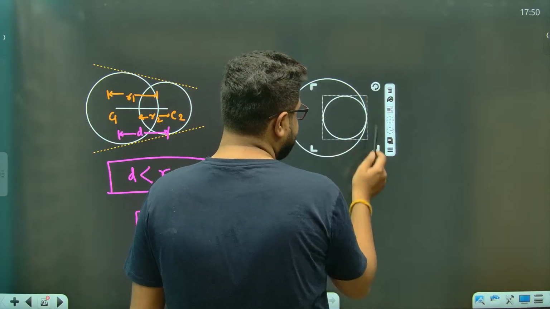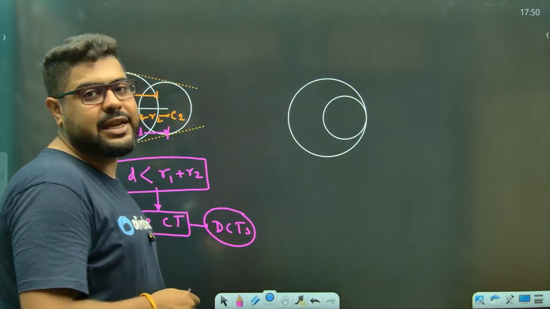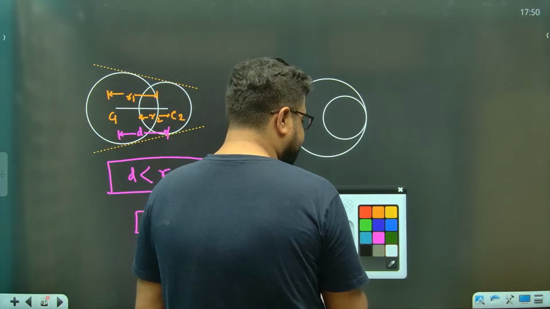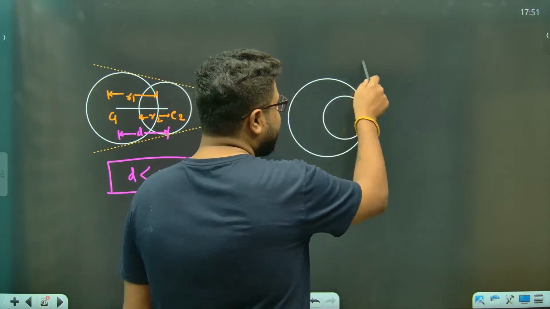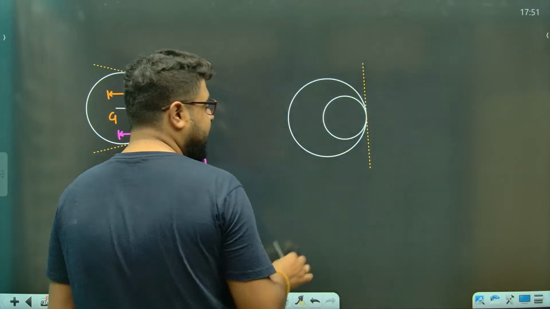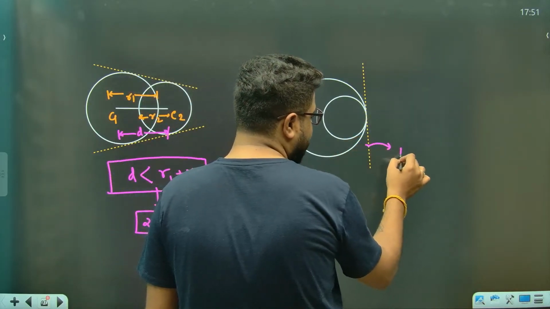Acha, the other possibility, sir, is this. Internally, they are touching each other. Now you see, in this situation, we do not have any DCTs. The only thing we can have is a TCT. So internal touching means there is only one common tangent.